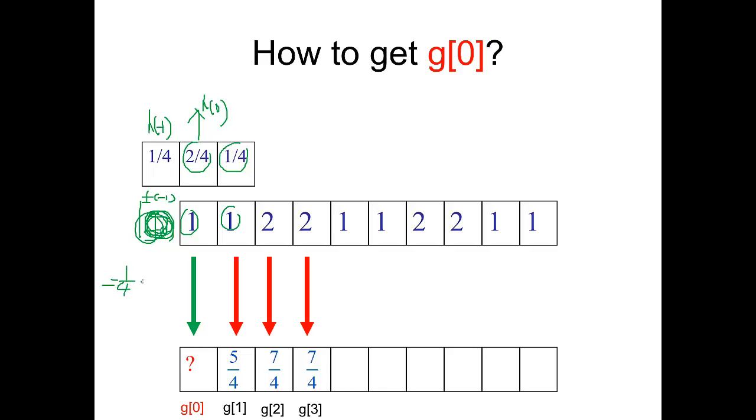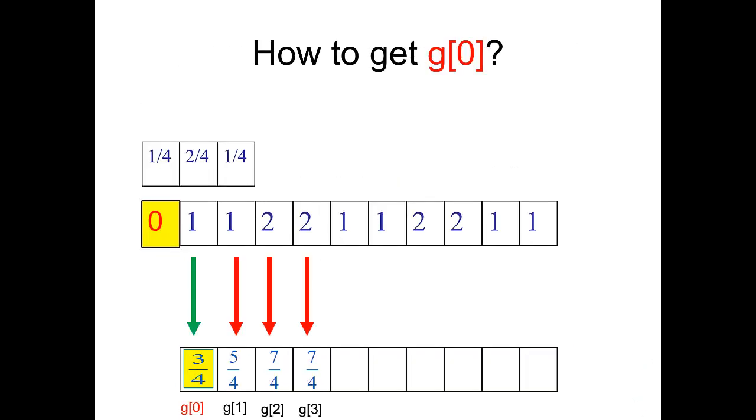So when you do the computation, you get H negative 1 multiplied by 0. Then H0 is 2/4, multiplied by 1. Then 1/4 multiplied by 1. Then add them together and you get G0. So you will find G0 is 3/4.